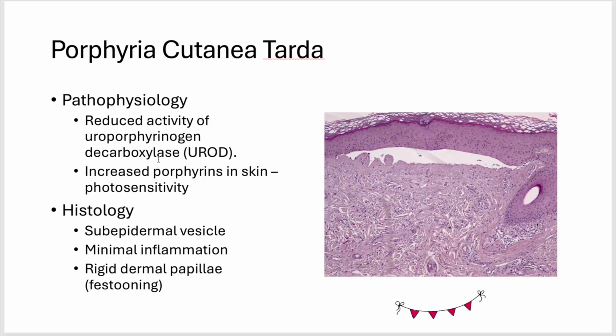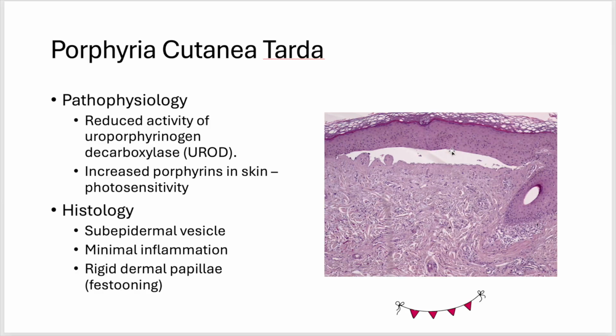It is due to reduced activity of the enzyme uroporphyrinogen decarboxylase, or it's easier if you just call it UROD. This will lead to a buildup of porphyrins in the skin, which are photosensitizing. Under light exposure, that buildup causes damage and blister formation. On histology, you will see a subepidermal blister, usually with very little inflammation.